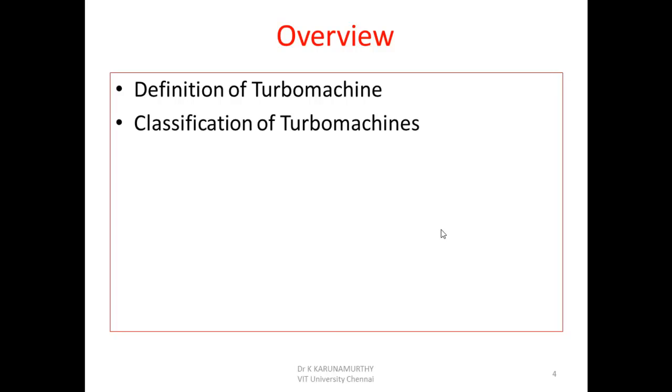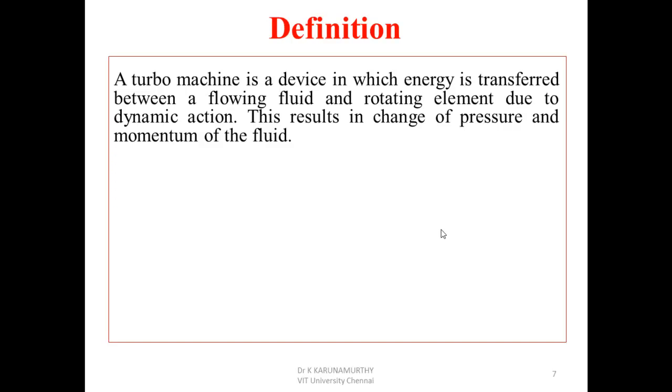Coming to the overview of the presentation. In this lecture 1, we are going to discuss the definition of a turbomachine, classification of turbomachines, and what the components in a turbomachine are. A turbomachine can be defined like this: it is a device in which energy is transferred between a flowing fluid and a rotating element. This transfer of energy can be from the flowing fluid to the rotating element, or from the rotating element to the flowing fluid. Because of this, there will be a change in pressure and momentum of the fluid.